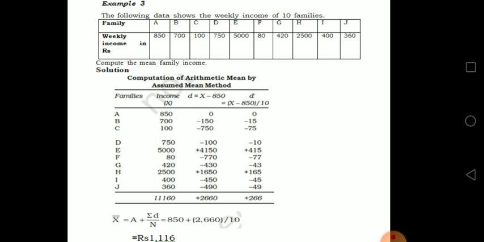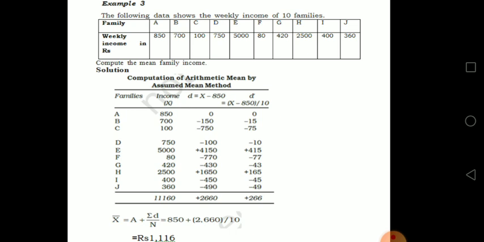Now, looking at this example 3, the following data shows the weekly income of 10 families, family A to J. We have the family, and we have the weekly income in Rs. Now we have to compute the mean family income. You need to make a table. If you look at this table very well, you can see we have the families, then we also have the income, which is X.